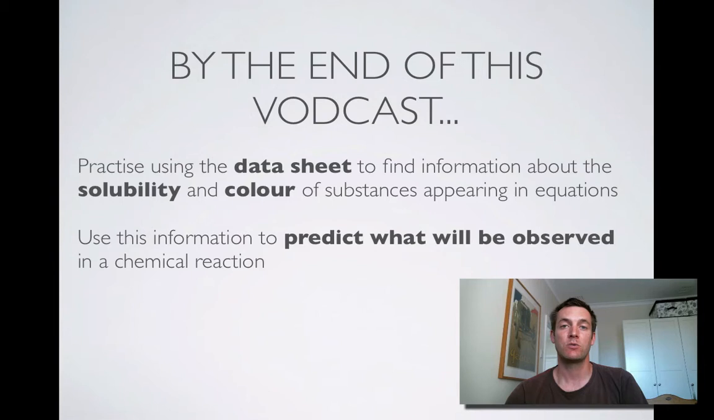This has been discussed quite a lot in previous films, so this film really just gives you a bit of practice with it and maybe makes it a bit clearer about what some of the things are that have been mentioned, and we'll use the information from the data sheet to predict what we're going to see happening in a reaction.